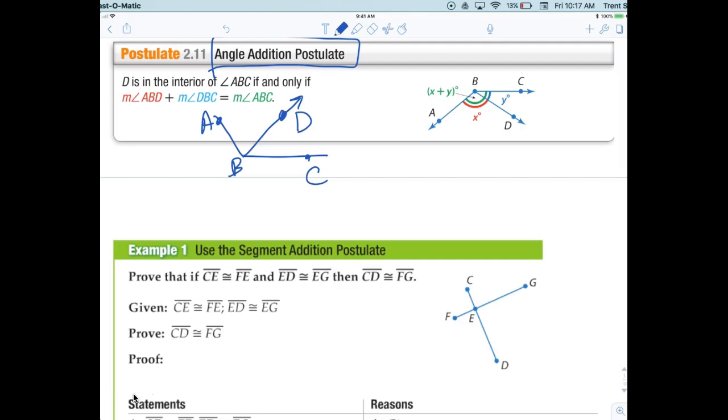There's probably one for segments also, right? The segment addition postulate. So if you break down a segment, the sum of the what? Parts is equal to the whole. All right, so one we'll be talking a lot about is the angle addition postulate and the segment addition postulate. Everybody good on this? All right, something that we have to accept as true.